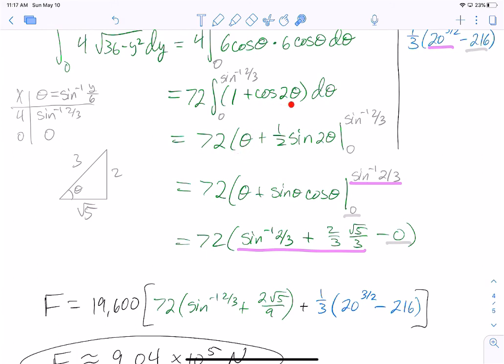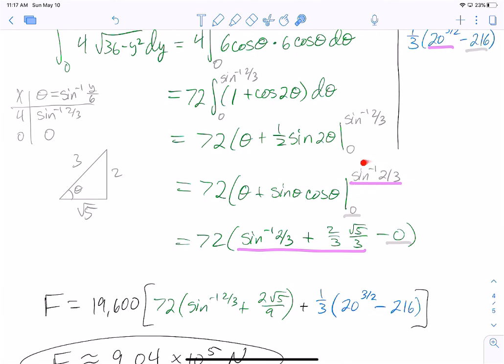And then the cosine of 2 theta integrates to 1/2 times the sine of 2 theta. Since our limits of integration aren't really great for working with the sine of 2 theta, I used the double angle formula. We know that the sine of 2 theta is 2 times the sine of theta times the cosine of theta. And so just dividing both sides by 2, I can replace 1/2 times the sine of 2 theta by the sine of theta times the cosine of theta.